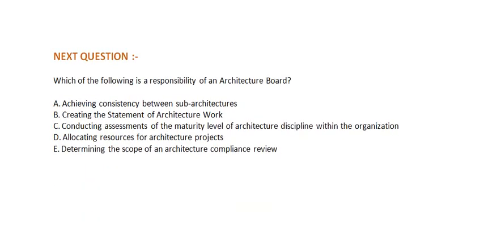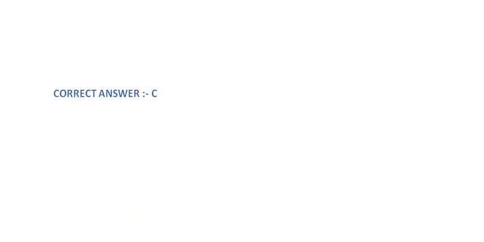Today's questions are, which of the following is a responsibility of an architecture board? Option A, achieving consistency between sub-architectures. Option B, creating the statement of architecture work. Option C, conducting assessments of the maturity level of architecture discipline within the organization. Option D, allocating resources for architecture projects. And option E, determining the scope of an architecture compliance review. The correct answer is option C.